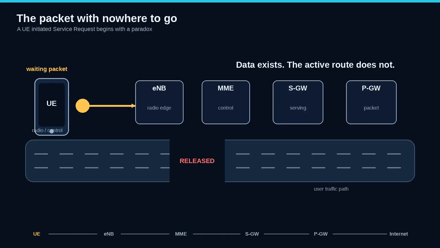Imagine your phone has an uplink packet ready to send, maybe a message, a location update, or the first request from an app. But at that exact moment, the active radio connection is gone. The S1 bearer has been released. The S1 signaling connection has been released. Even the S11 GTPC connection is released. So, where exactly can that packet go?